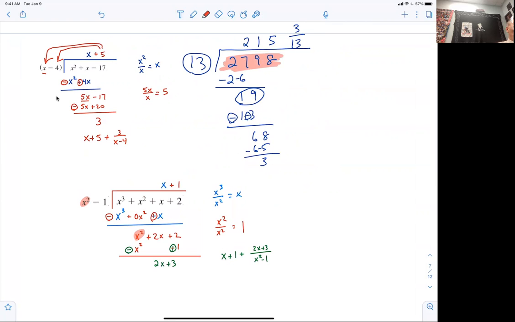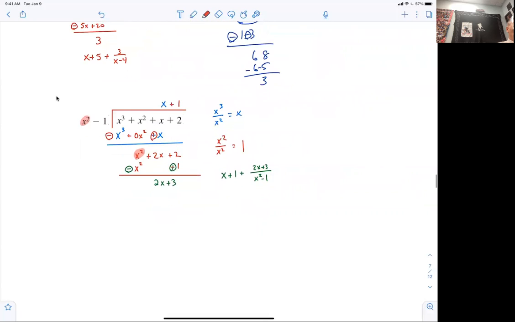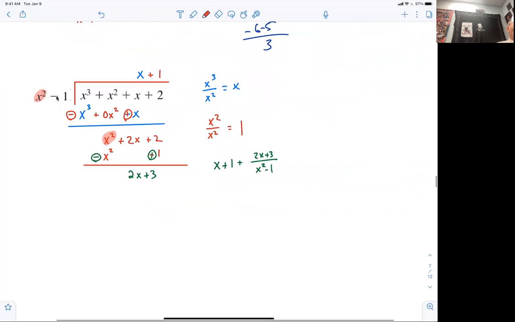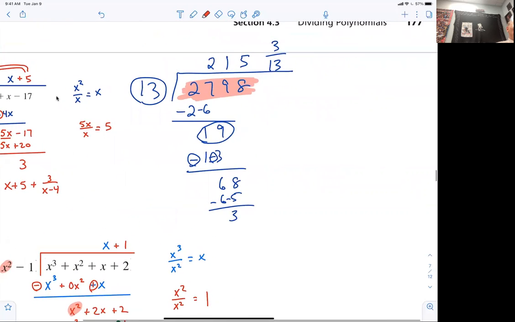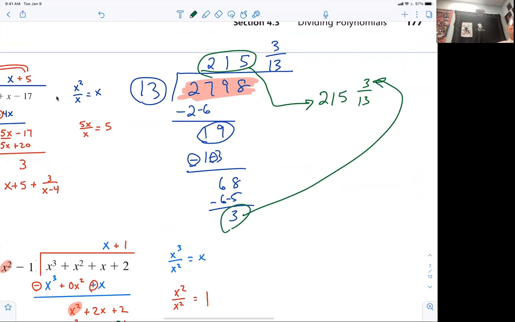How do you get the final answer? How do I get the final answer? Like, how did we get 215? And this final answer was 215 and 3 over 13. This right here is this. The remainder is here, and the remainder goes over what we were dividing by. You see what I'm saying?